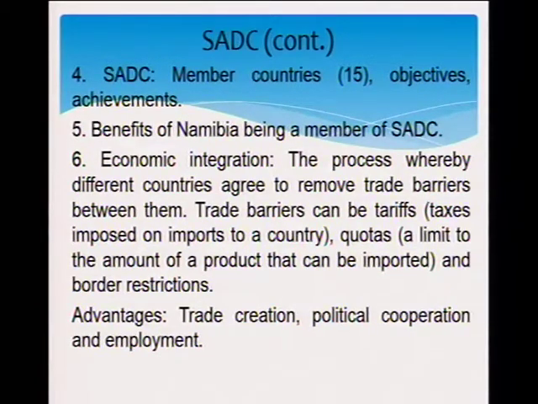And trade barriers could be tariffs. Tariffs are taxes imposed on imports to a country. They could be quotas, which is a limit to the amount of a product which can be imported. And they could be border restrictions as well. So economic integration is whereby countries sign agreements to remove trade barriers between them. What is the advantage of this? It facilitates trade, political cooperation, and employment.